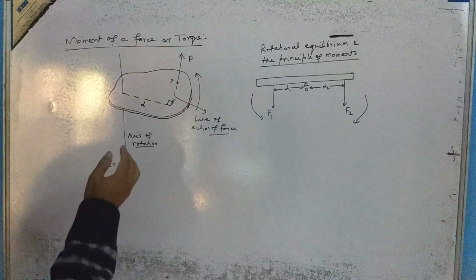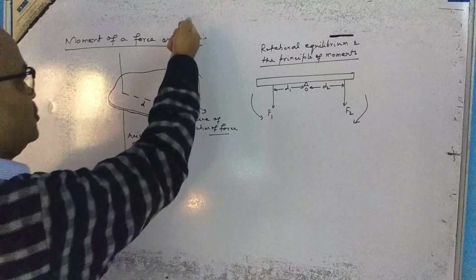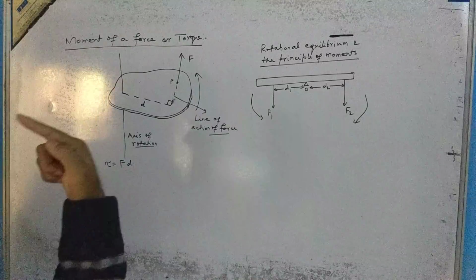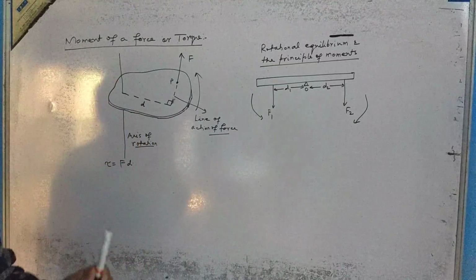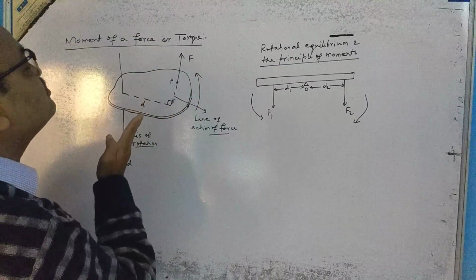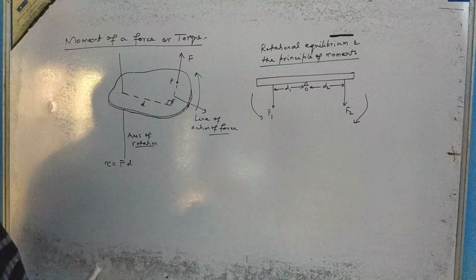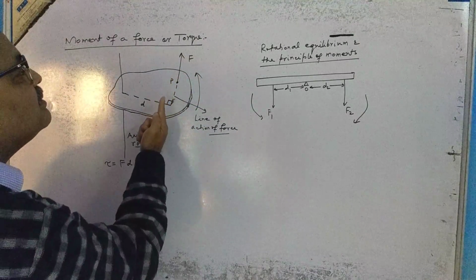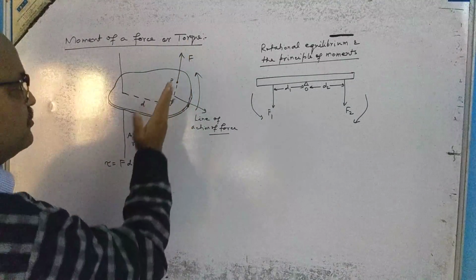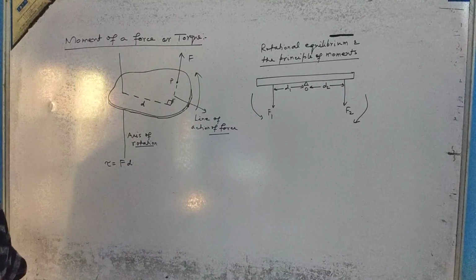I repeat, what happens? This is the point P where I am applying the force so that this rigid body is to be rotated about the axis of rotation. For that, I will apply a force F at the point P. What is the line of action of the force? This is the direction of the force. If I draw a line here, this whole thing is the line of action of the force.